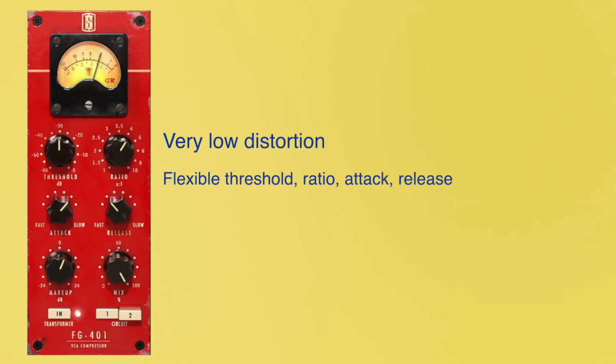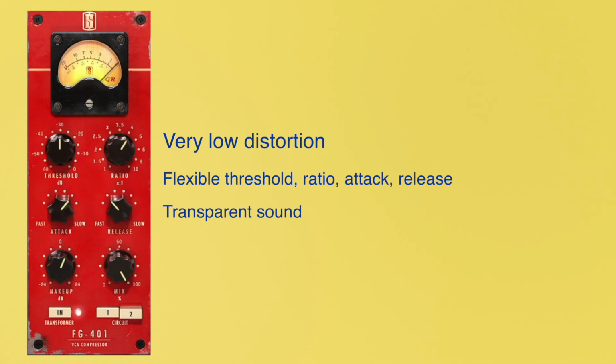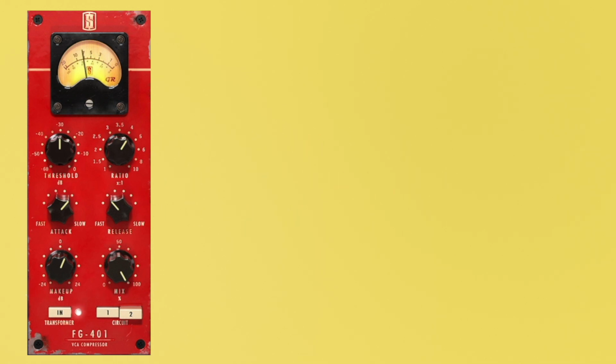Flexible threshold, ratio, attack, release and, sometimes, knee parameter controls. Transparent sound. VCA compressors work by splitting the input signal through an integrated circuit (IC) chip and sending the signal to both a detector path and an output path. The detector path can be manipulated via the typical parameters and acts as the voltage-controlled amplifier of the output circuit, only that it controls the attenuation rather than amplification.